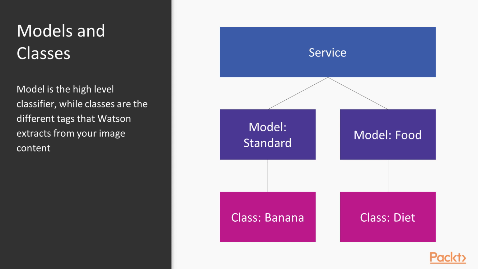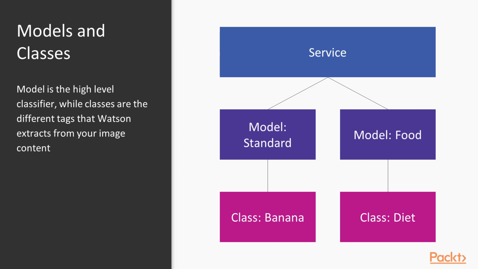So let's see what it's about, model and classes. So as I told you earlier, a model is the high-level classifier. So you can classify an image against some particular domains, and the classes are the different tags that Watson can extract from your image content. So for example, you have the Watson Visual Recognition service, and you have two different models. So you have the standard model and the food model. So in the standard model, for example, Watson can say that it recognizes a banana in an image of a breakfast.